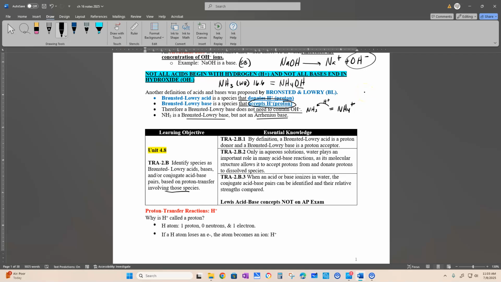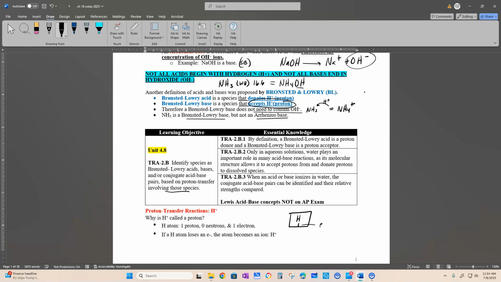Why up here did I say proton? Accepts and donates an H plus, aka a proton. Well, let's go back. Why is H plus called a proton? Back in the day, on the periodic table, hydrogen, big ol' H, has an atomic number of 1.